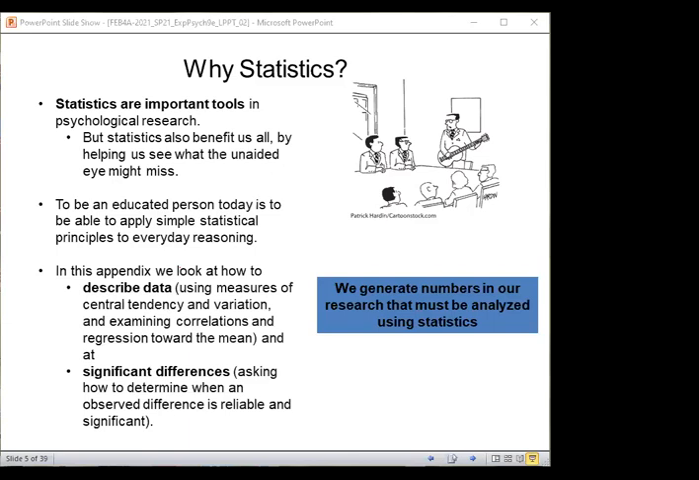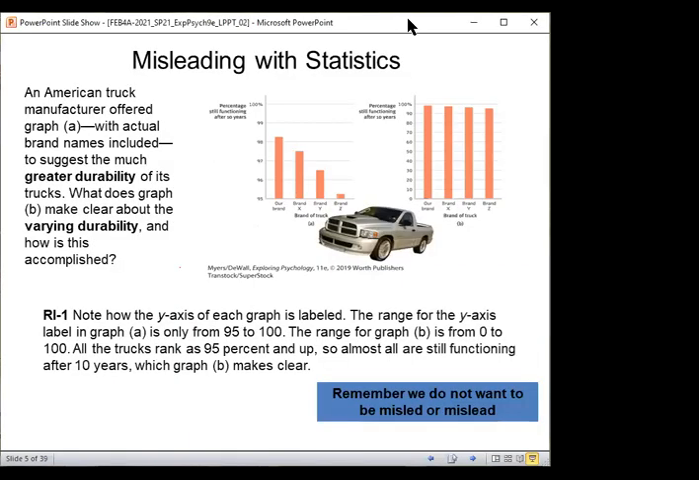Okay, so that takes us to the next idea, being misled with statistics. I'm sure you've heard terms like this before. Statistics can be used quite often to mislead people, and that's unfortunate, but it happens sometimes accidentally, sometimes on purpose. Here we see an American truck manufacturer offered a graph A, with actual brand names included, to suggest the much greater durability of its trucks.